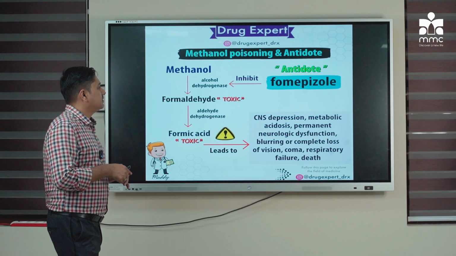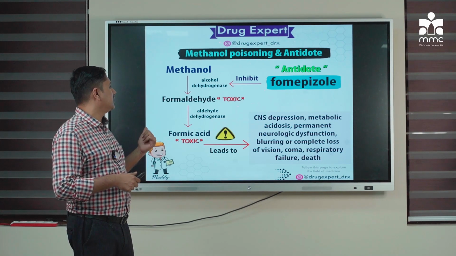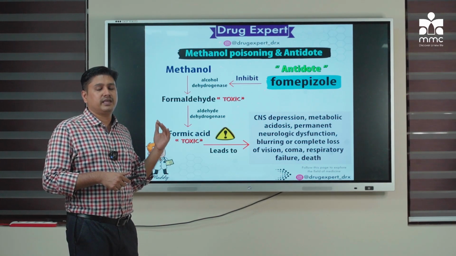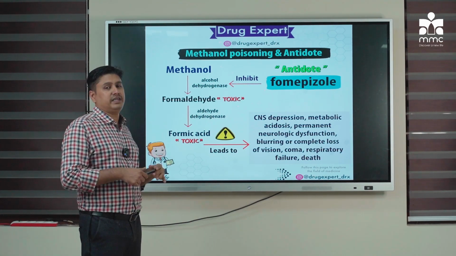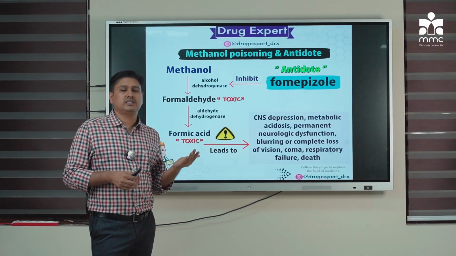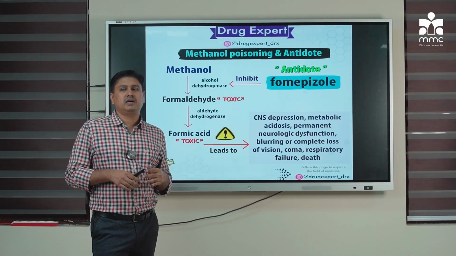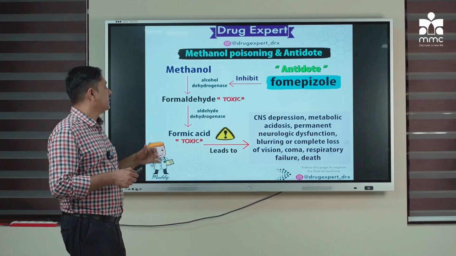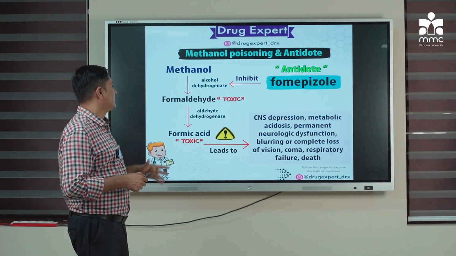So the specific measure of treatment is fomepizole. Fomepizole is the specific antidote for methanol. It inhibits the enzyme alcohol dehydrogenase. So this antidote prevents the conversion of methanol to formaldehyde. As such, methanol is not toxic. Once the enzyme alcohol dehydrogenase converts methanol to formaldehyde and subsequently to formic acid, these metabolites result in toxicity. So this antidote inhibits the alcohol dehydrogenase, which prevents the development of the metabolite formaldehyde.